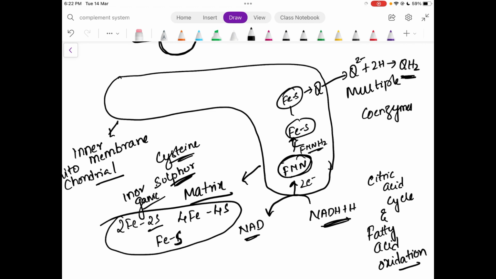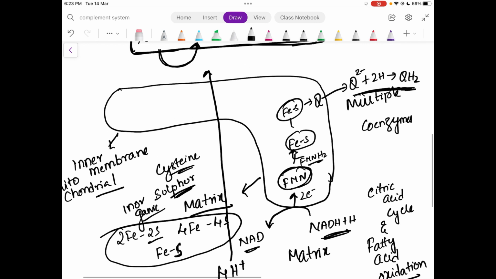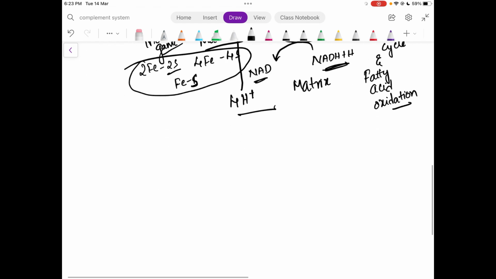This transfer of electrons creates an electrochemical gradient, and this causes movement of 4 H plus ions from the matrix. This is the matrix side. 4 H plus ions will move from the matrix side to the intermembrane space. Okay, this is about complex 1.